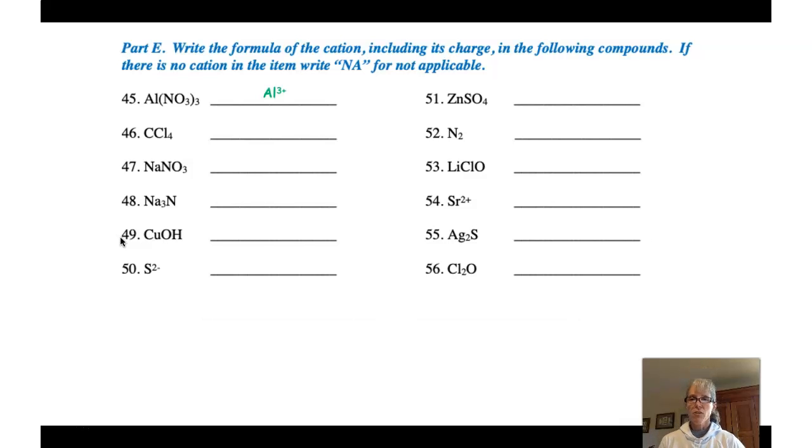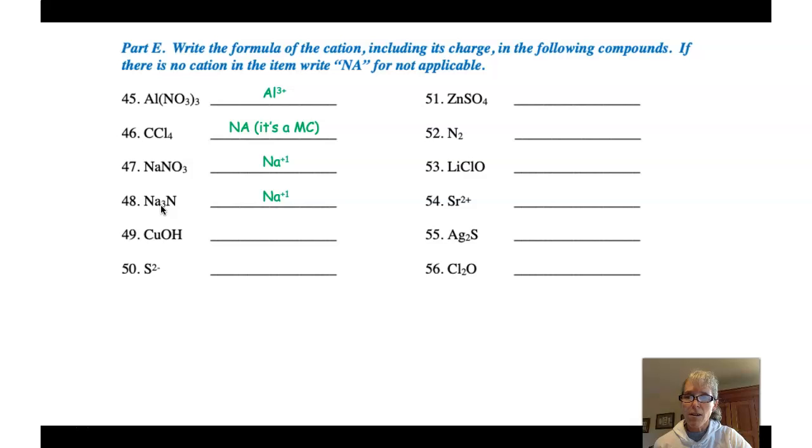All right, so this first one, the answer is Al and then a +3. How do we know it's +3? Well, because aluminum is always +3. You look at the periodic table, it's in that third tall column. That means it's a +3. CCl4 is a molecular compound, so this is an NA. Carbon and chlorine are both nonmetals. 47, sodium is the cation here, and sodium is always a +1. And we can see from 48, it doesn't matter what it's joined with, sodium is always a +1. This little 3 here doesn't dictate anything about the charge on the sodium.